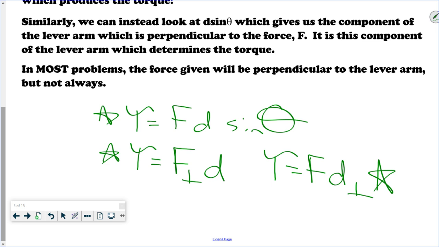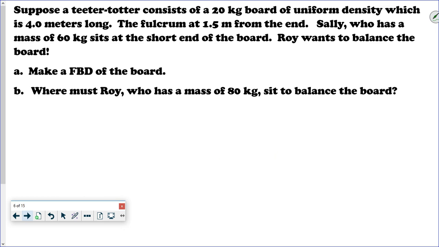All right. So this is an example we did in honors last year. You've got a teeter-totter. The board has mass. You're given the length. You're trying to figure out where Roy has to sit to balance the board. Please remember, if there's an unknown distance, my strong recommendation is you choose a pivot point at a known point, usually at the end of the board.